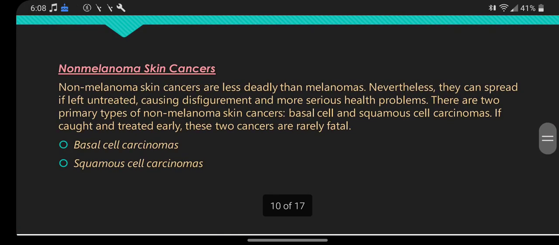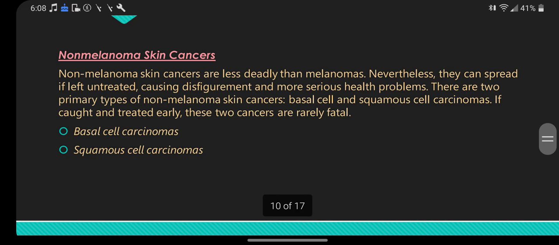Non-melanoma skin cancers. Non-melanoma skin cancers are less deadly than melanomas. Nevertheless, they can spread if left untreated, causing disfigurement and more serious health problems. There are two primary types of non-melanoma cancers: basal cell and squamous cell carcinomas. If caught and treated early, these two cancers are rarely fatal.